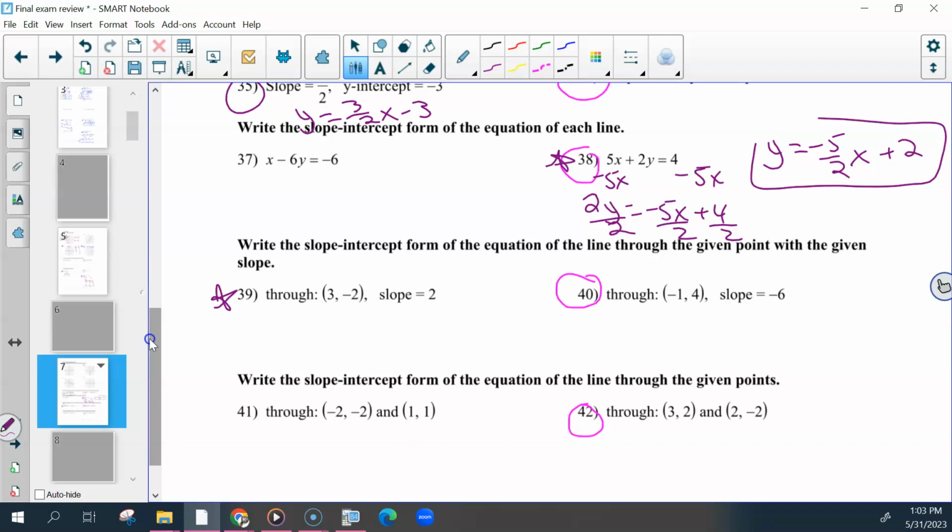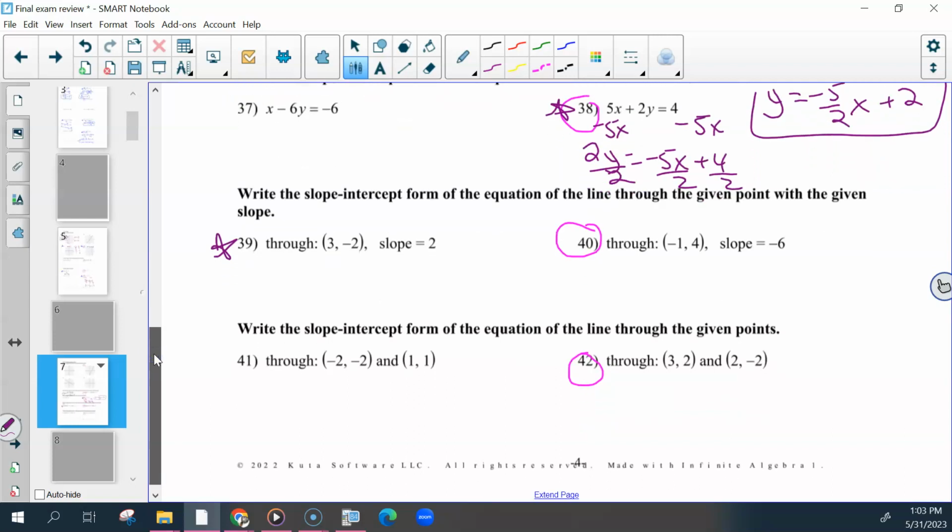For 39 through 42, you're going to end up using your point-slope formula. So I'm going to write that up here. y minus y1 equals m, then in parentheses, x minus x1. Where in 39, we are given our m, and we're given x1 and y1. And we just have to use the formula to write the equation.